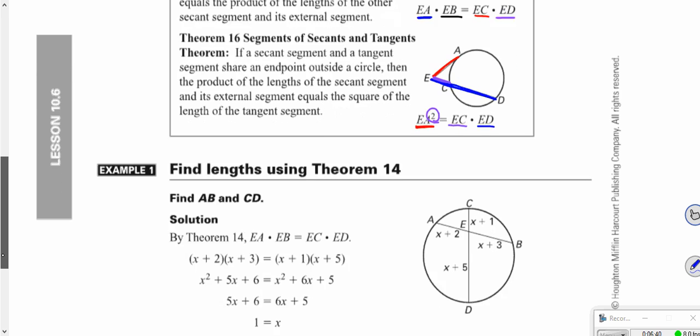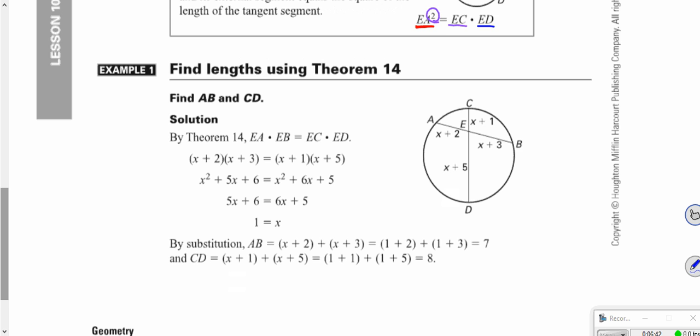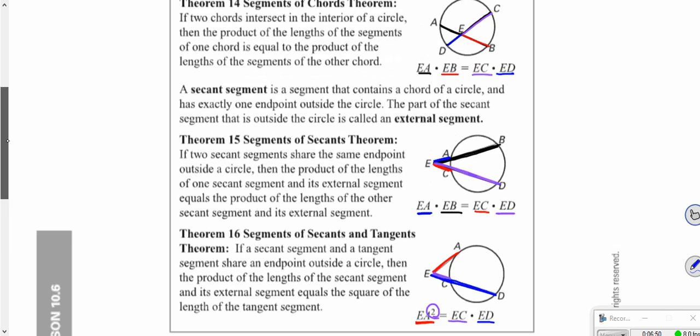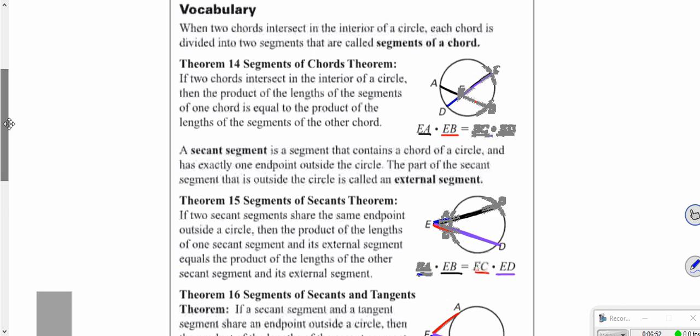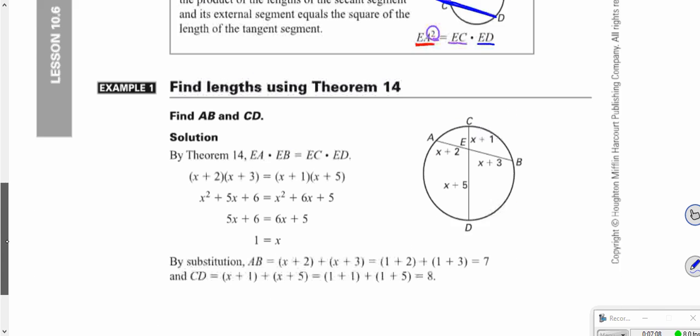Let's look at their example here. It says find AB and CD. Now, first of all, let's look back up here at theorem 14. You take one piece of the segment times the other part of the segment equals one piece of the other segment times its other part. So EA times EB equals EC times ED. That's theorem 14. That's what we're using here.